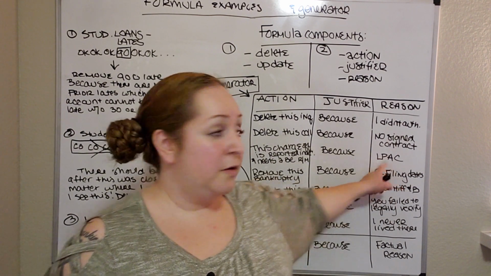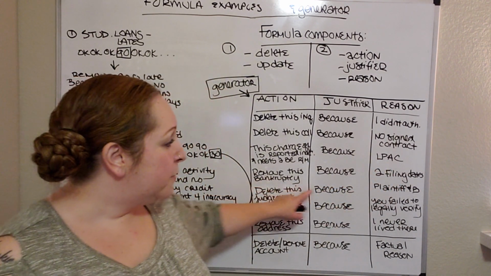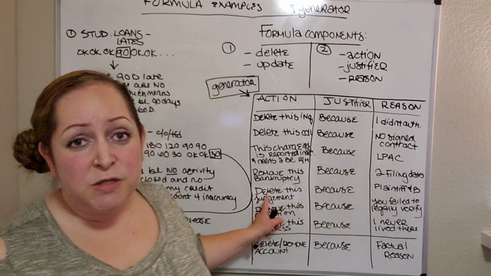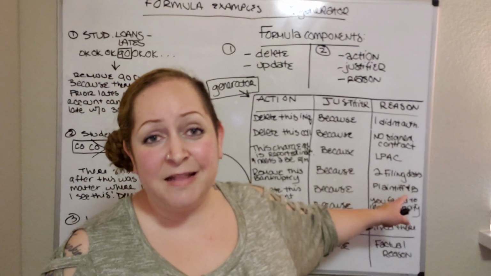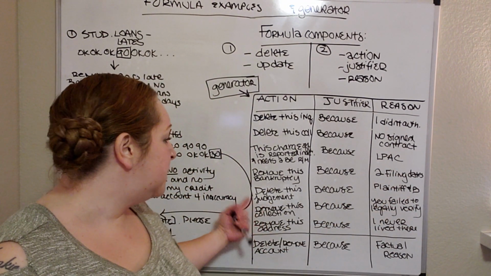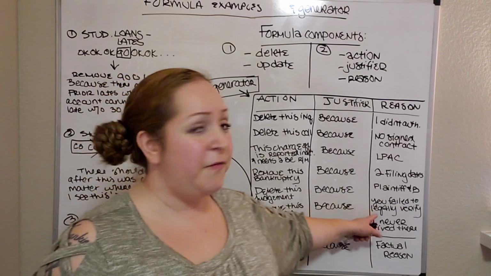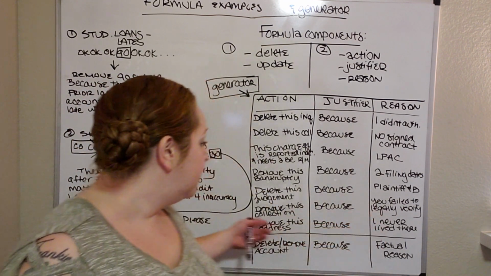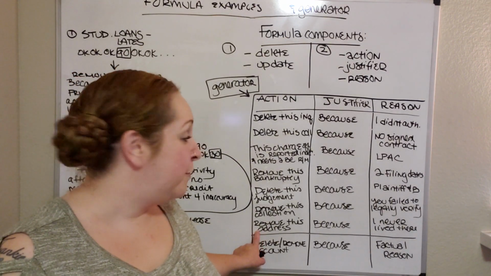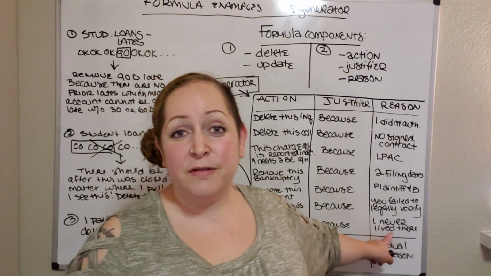All right, remove this bankruptcy because there's 2 filing dates. Remove this judgment because of the balance and there's two different plaintiffs. Okay, remove these collections because you failed to legally verify. I mean, the list just goes on and on. Remove this address. So now we're on personal information. Remove this address because I never lived there.